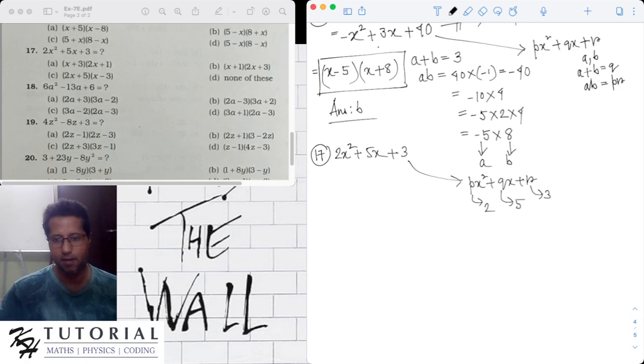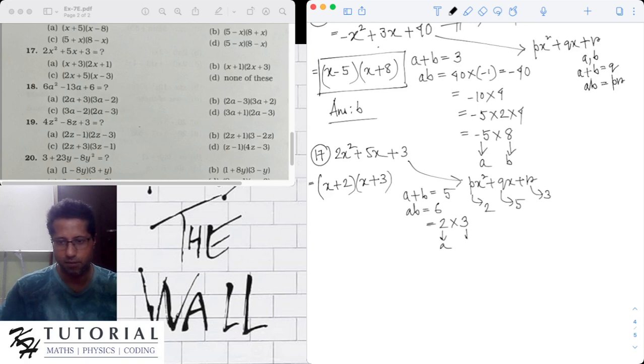So we have to find the values A and B such that A plus B is equal to q, that is 5, and A multiplied by B will be equal to p into r, that is 6. So we can clearly see that 6 is 2 into 3 and 2 plus 3 is 5. So definitely we can say that the factorization will be x plus 2 multiplied by x plus 3 if you consider this as A and this as B.